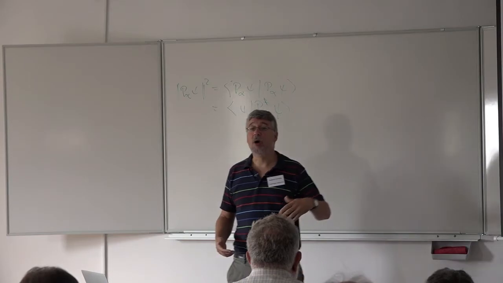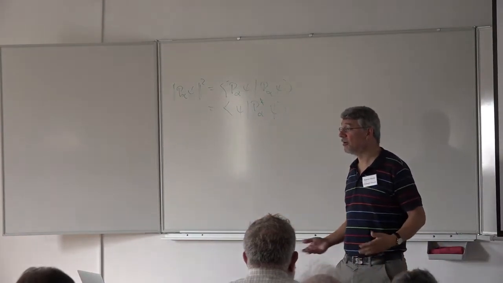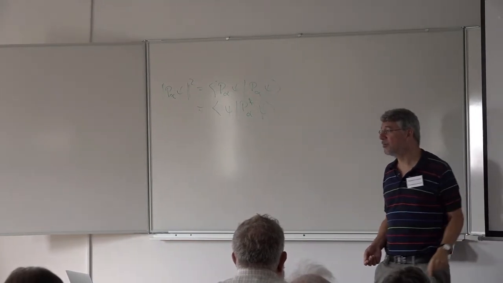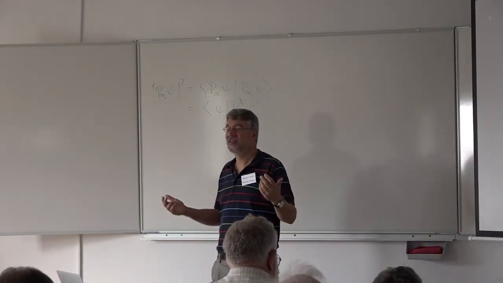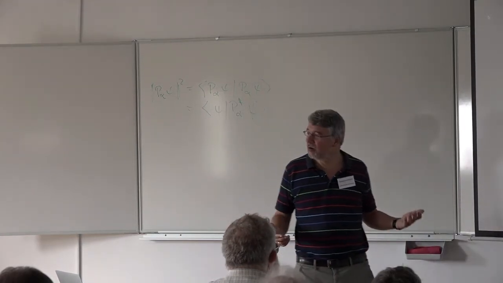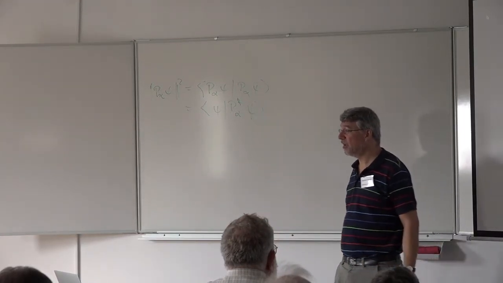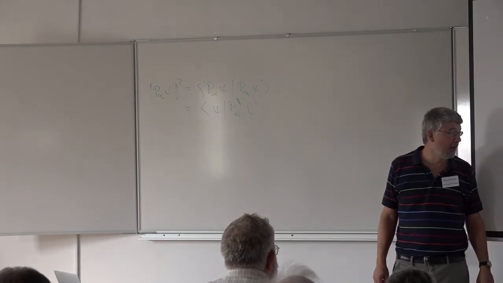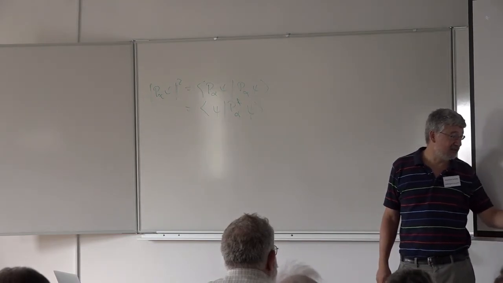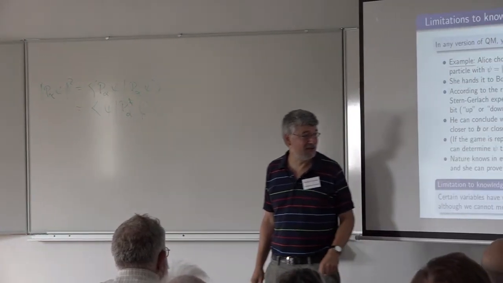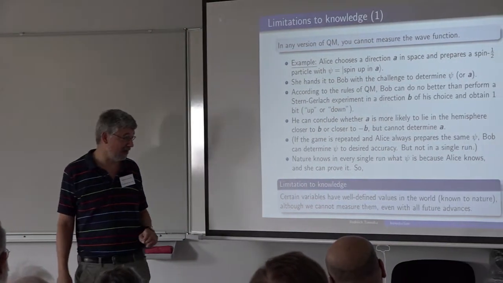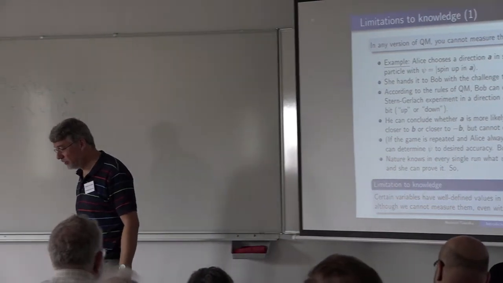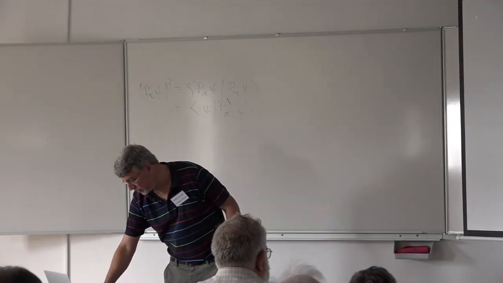So, for example, if you wanted to do this all in a simulation on your computer, then your computer would have to keep a record of what the quantum state was in every single case. So in this sense, we could then argue that nature knows what the quantum state is. Nature knows and Bob doesn't. And that's what I mean by a limitation to knowledge, that certain variables have well-defined values in the world, values known to nature, although we cannot measure them, even with all future technological advances.